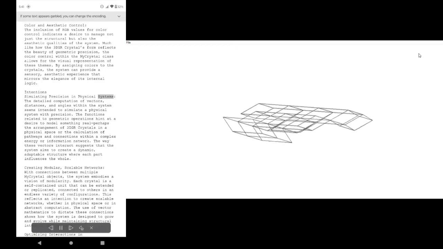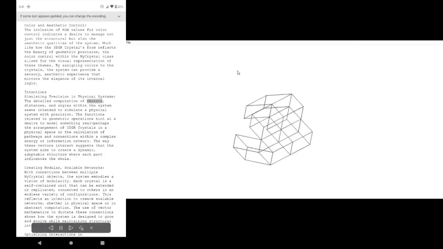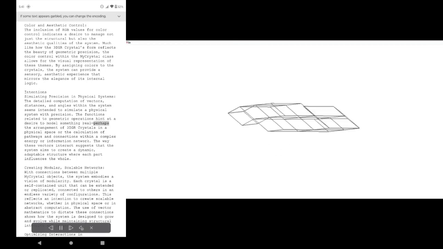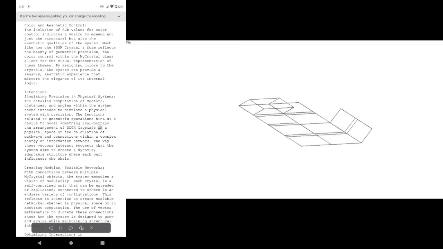Intentions. Simulating precision in physical systems. The detailed computation of vectors, distances, and angles within the system seems intended to simulate a physical system with precision. The functions related to geometric operations hint at a desire to model something real, perhaps the arrangement of 3D crystals in a physical space, or the calculation of pathways and connections within a complex energy or information network. The way these vectors interact suggests that the system aims to create a dynamic, adaptable structure where each part influences the whole.